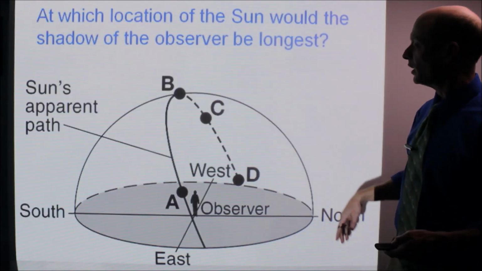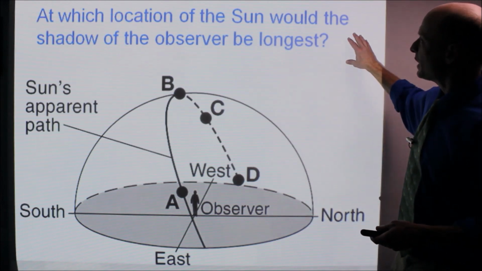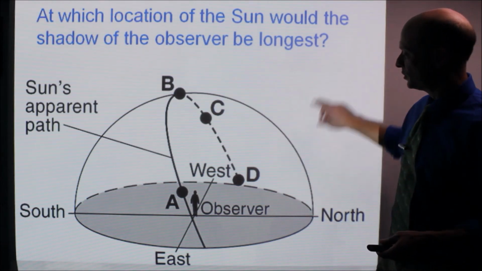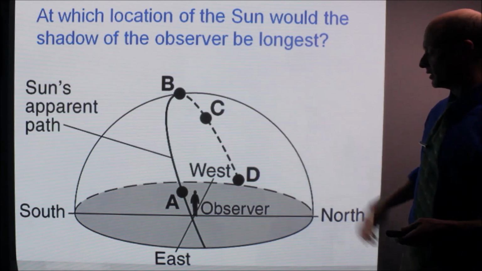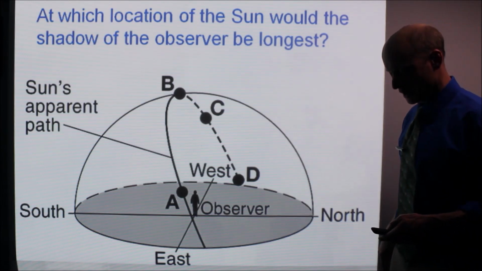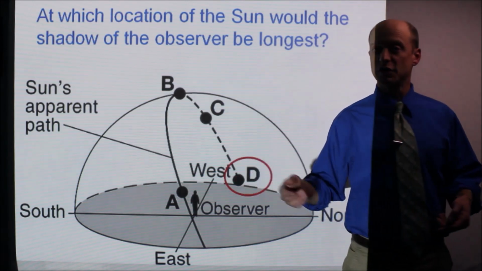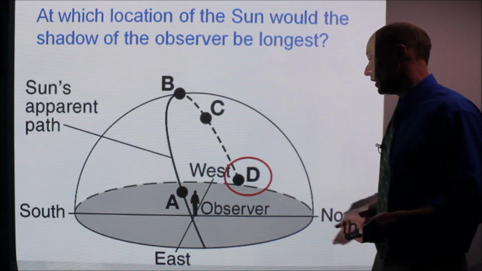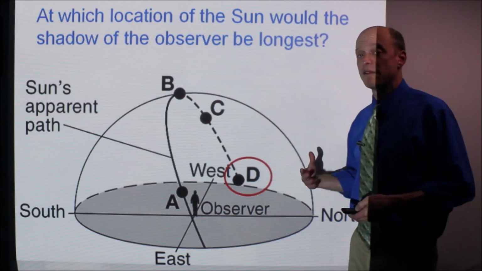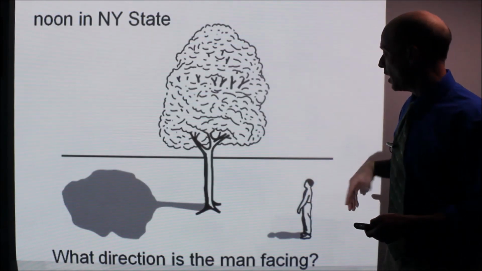So here's the question here, where you have A, B, C, D. At which location of the sun would the shadow of the observer be the longest? I'll let you think about it for a second, but the answer is going to be D, right? The lower in the sky, the longer the shadow. This is a multiple choice question, and hopefully if you know that, it will be a pretty straightforward question for you.